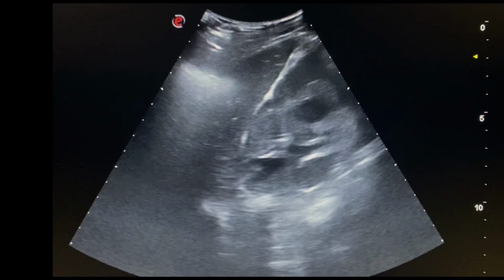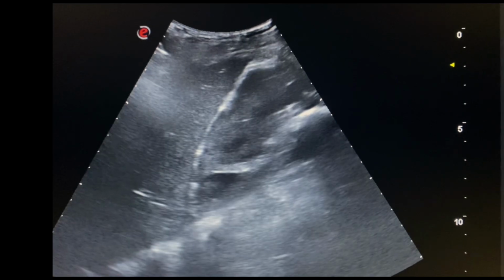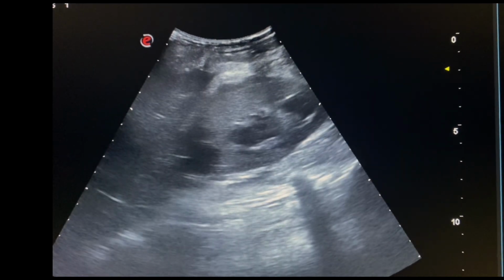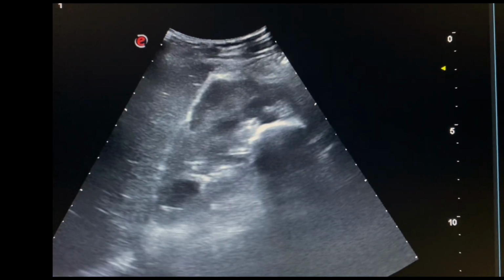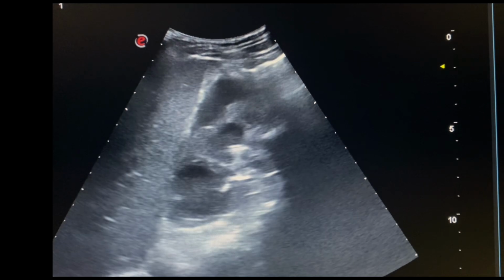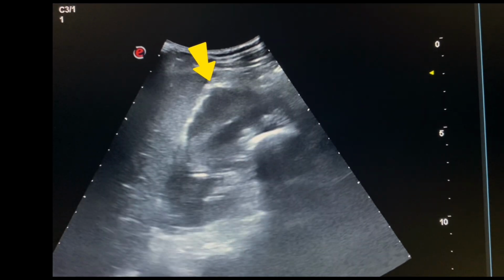A 36-year-old patient came to the emergency department with complaints of pain and fever in the right lumbar area for 2 months. Now we start scanning the right lumbar area. Here we see the right kidney.